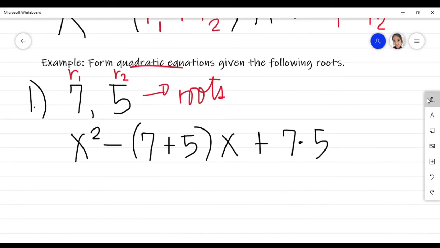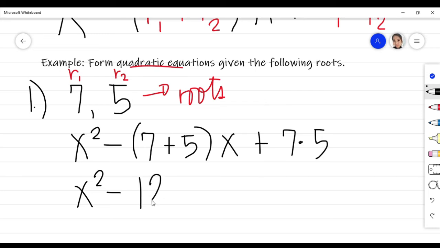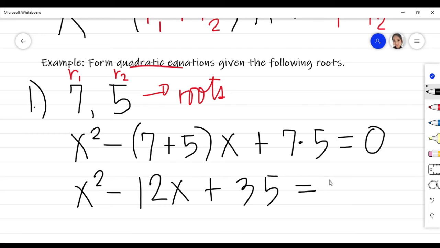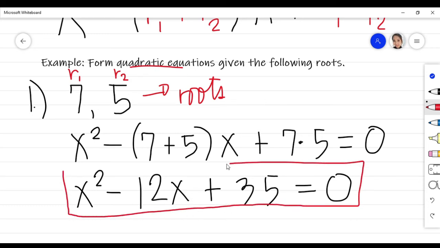Okay, so let's simplify this. This is x squared minus 7 plus 5, so 7 plus 5 is 12, x plus 7 times 5 is 35. Do not forget equals 0, because this is an equation. So our quadratic equation is x squared minus 12x plus 35 equals 0.